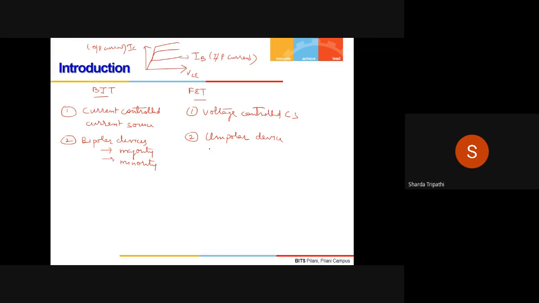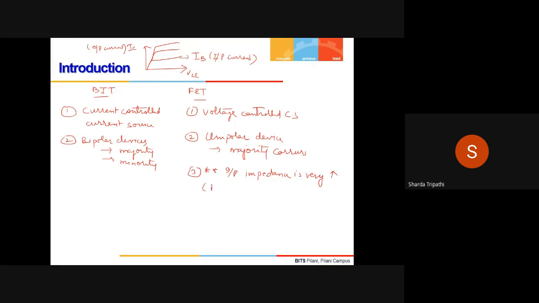So since it's a unipolar device, we are going to have only one type of current which will flow through the effect of majority carriers. So that means this is going to make our life simpler, because now we have to deal only with one type of current and not two types of currents. Then the third point, which is a very important point, is that in case of FET, the input impedance is very high.